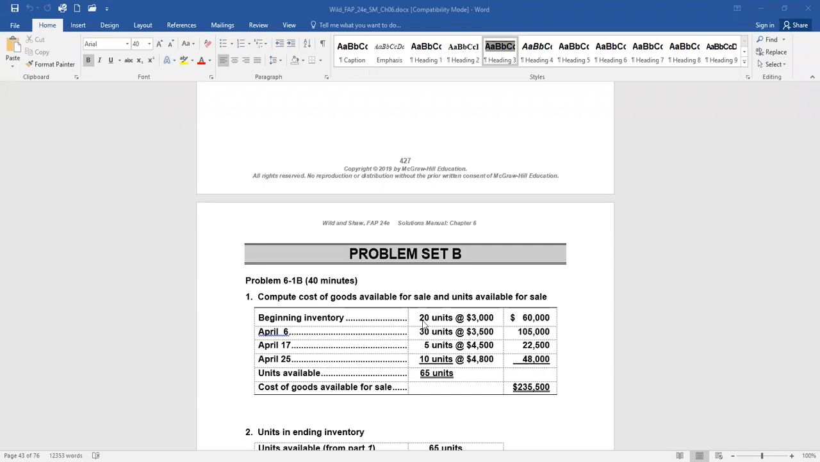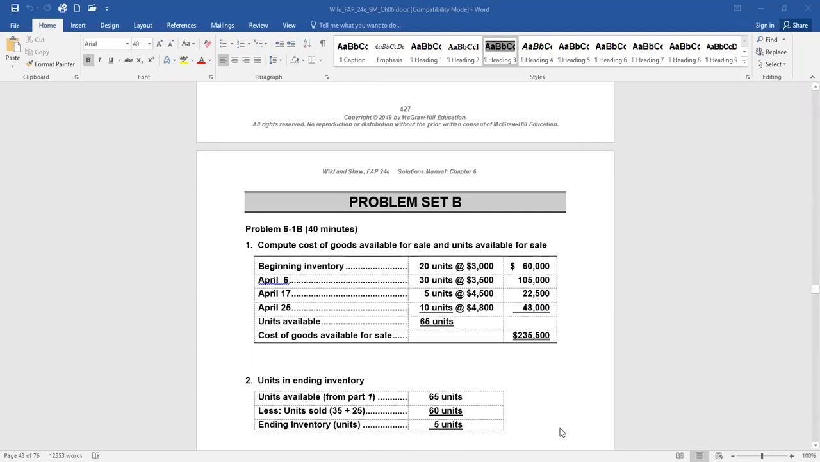So how many units could they have sold in total during the month of April? Well, the 20 in beginning inventory, plus the 30 from the April 6th purchase, plus the 5 from the April 17th, plus the 10 from the April 25th, or 65 coffee cups, units. How much did those coffee cups or goods cost in total? Well, the beginning inventory total cost was 60. April 6th purchase was a total cost of 105. April 17th, 22,500, and then April 25th, 48,000. So you add those all together, 235,500. So that's how we determine units available and how much all of those items cost.